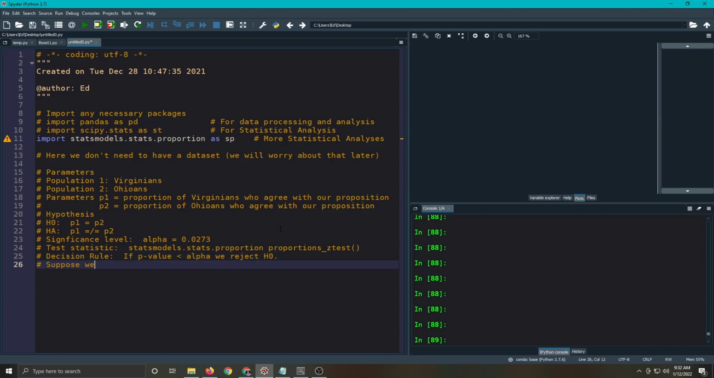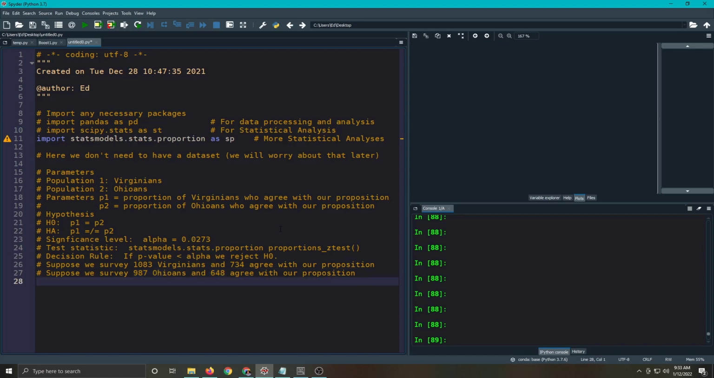Now we can actually conduct our test. Suppose we survey 1,083 Virginians, and 734 agree with our proposition. Then suppose we survey 987 Ohioans, and 648 agree with our proposition.